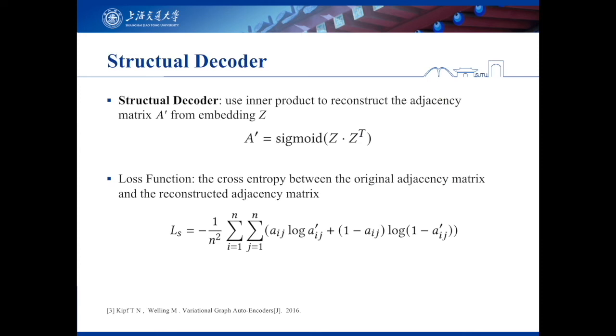The second part is the structure decoder, which aims to reconstruct the adjacency matrix from the embedding. In ANEJC, we use inner products, just as the graph autoencoder did. The loss function is defined as the cross entropy between the original adjacency matrix and the reconstructed adjacency matrix.